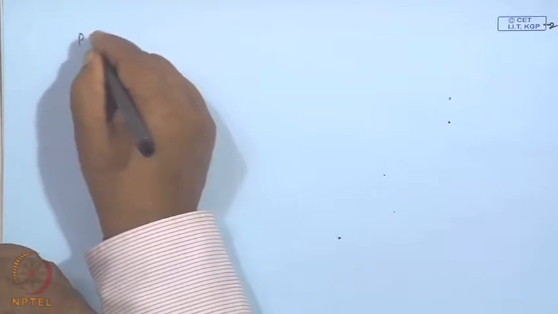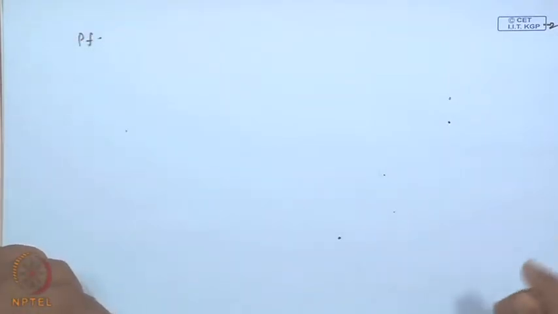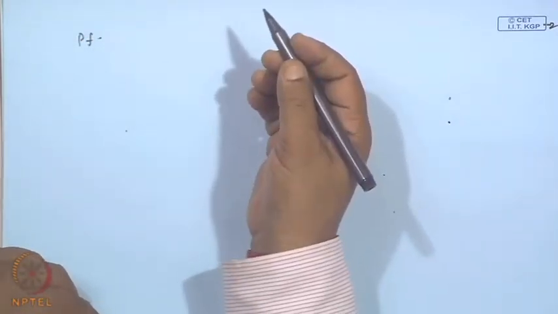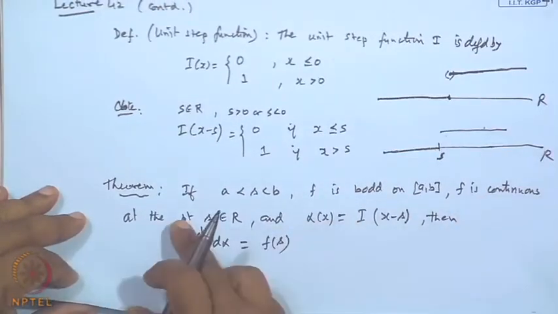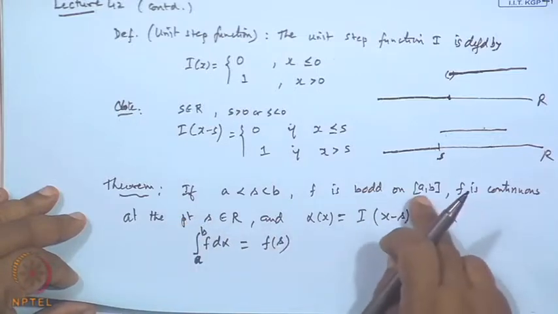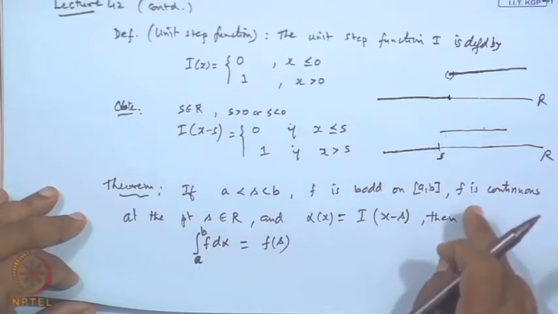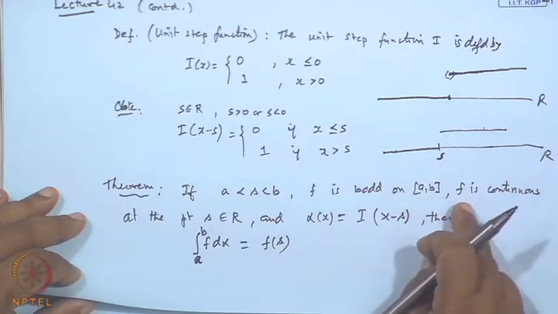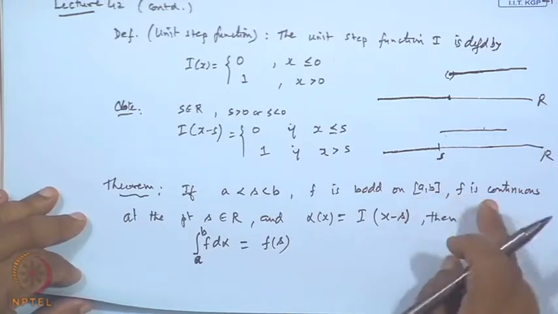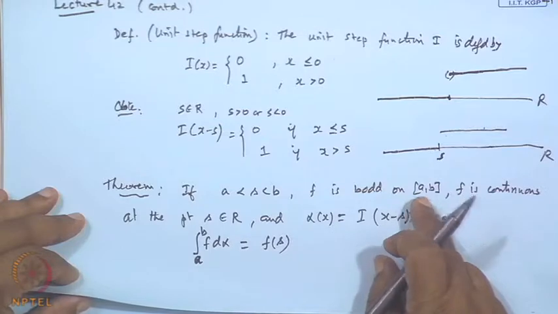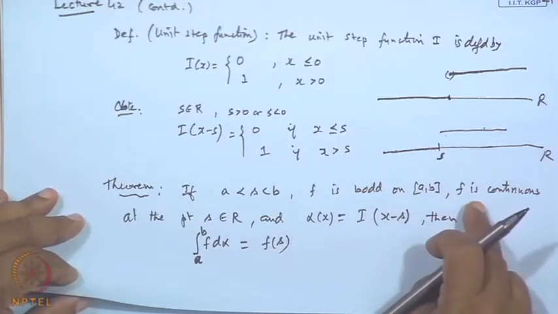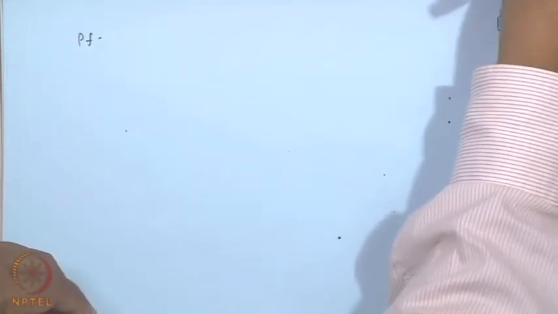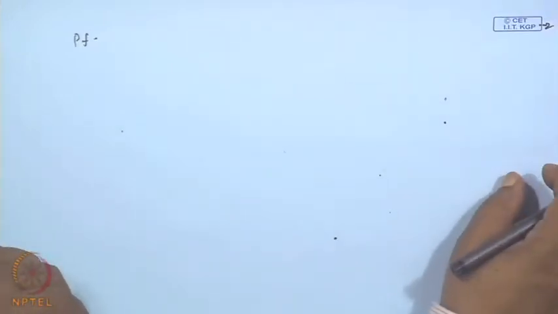In order to prove this result, since f is given to be continuous and bounded also, the function f over the interval [a, b] will attain its maximum and minimum value, because the interval [a, b] is closed and the function is continuous. So, it will attain its maximum and minimum value. Therefore, we can find the maximum and minimum Riemann sum for this function f.